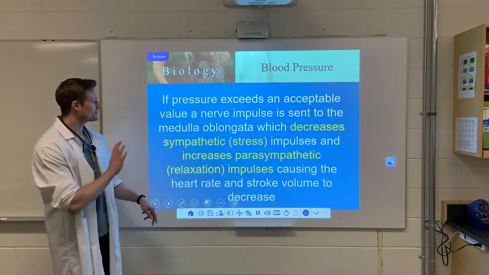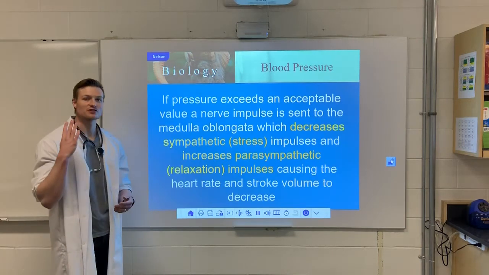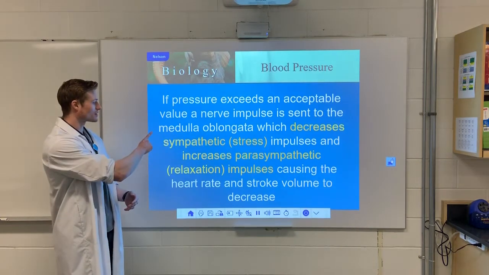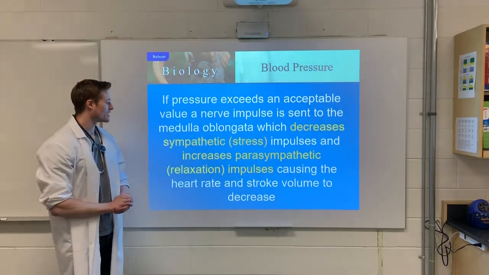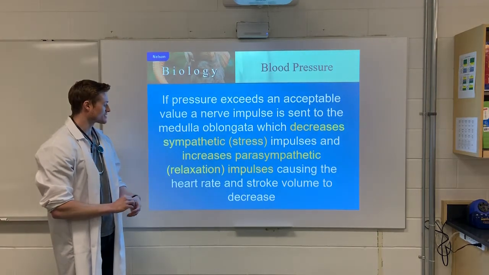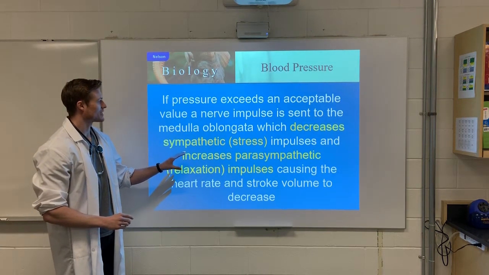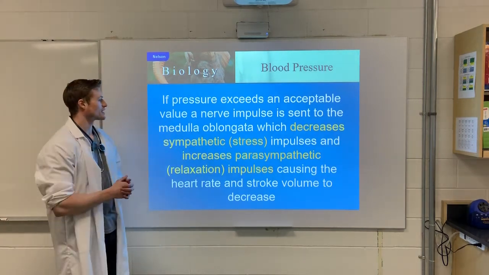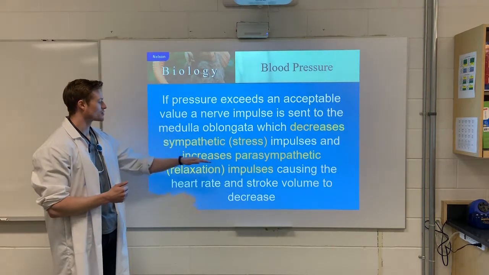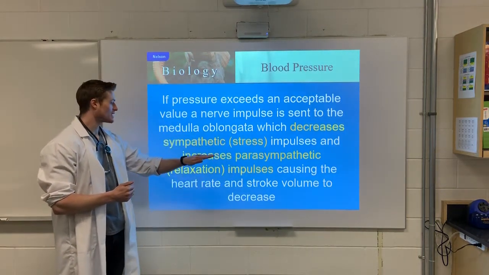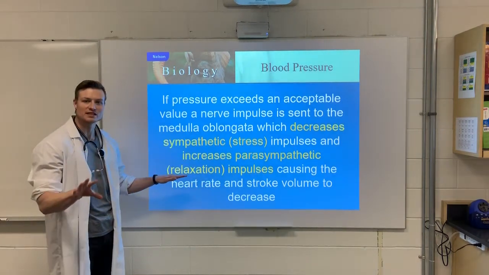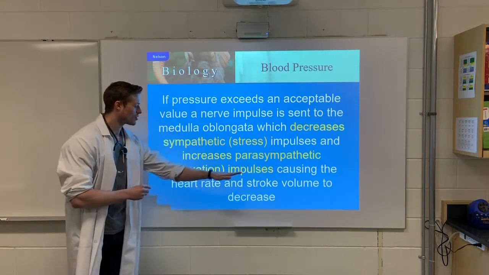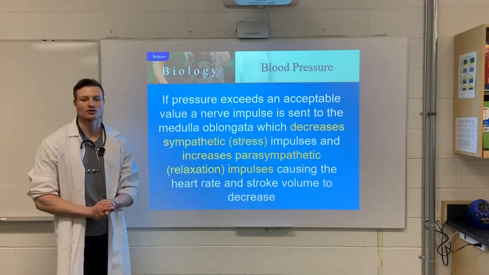If the pressure is unacceptable, so it exceeds an acceptable level, the medulla oblongata decreases the stress impulse and increases the relaxation impulse. So here's what's happening. Basically, your blood pressure is very, very high. What's going to happen is a nerve impulse is going to decrease the stress response and increase the relaxation or de-stress response. This is going to decrease your heart rate, hopefully your stroke volume, and overall your cardiac output.